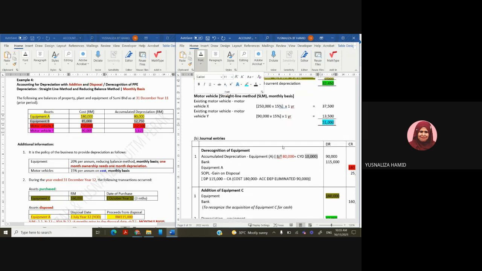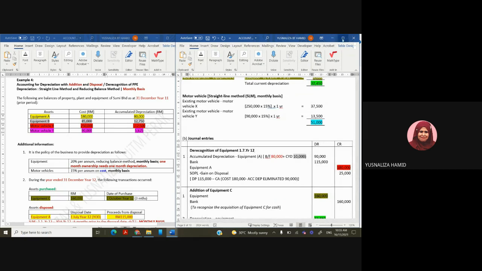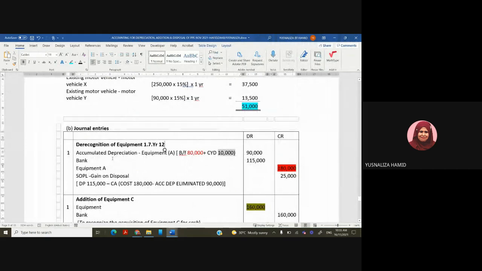And here it will involve some derecognition of equipment. That is the derecognition of equipment that happened on, when was it disposed? That happened on 1st of July, year 12. So that was the disposal. So what you will do is, we're now doing the recording, right? So for the derecognition, first is to do as what I have already mentioned in the lecture, to remove the accumulated depreciation of the equipment.